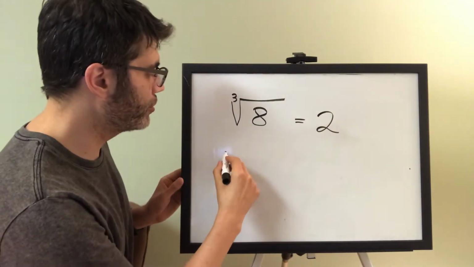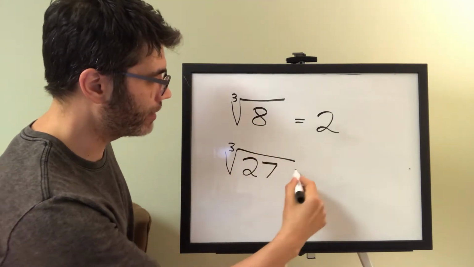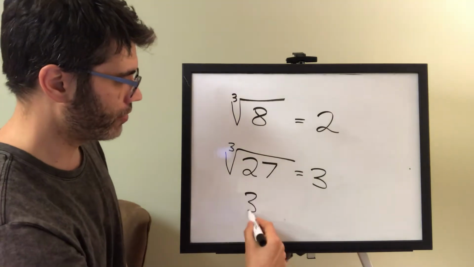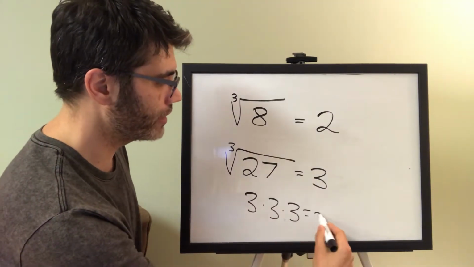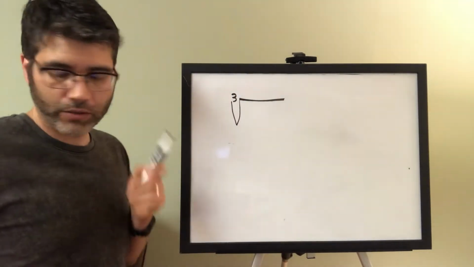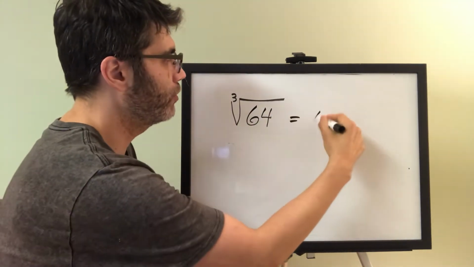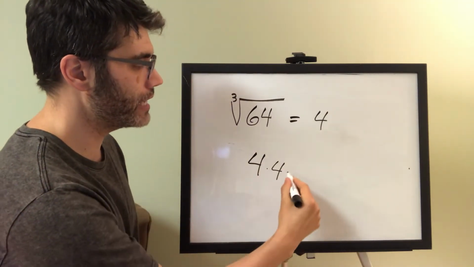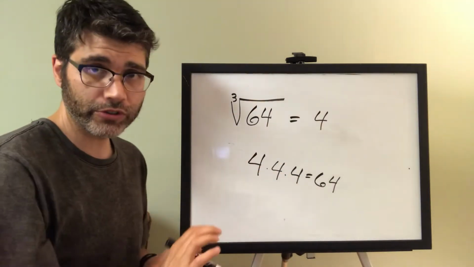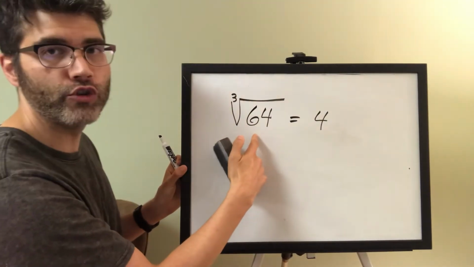We could take the cube root of another, so 8 is a perfect cube. We could take the cube root of 27. What times itself 3 times equals 27? Turns out to be 3, because 3 times 3 is 9, 9 times 3 is 27. How about, what's the cube root of 64? What number times itself 3 times equals 64? 4. Because 4 times 4 is 16, and 16 times 4 is 64. Okay? So cube roots work nicely if they have this perfect cube inside it.